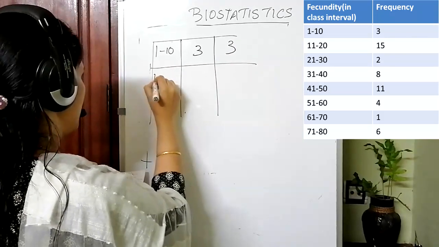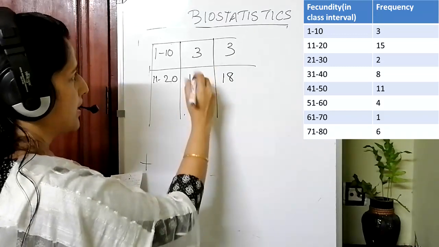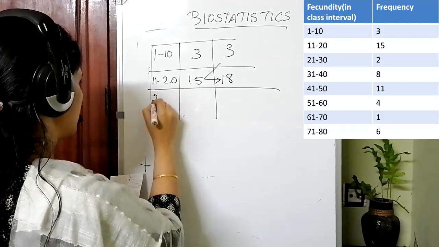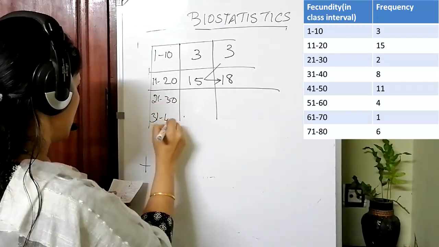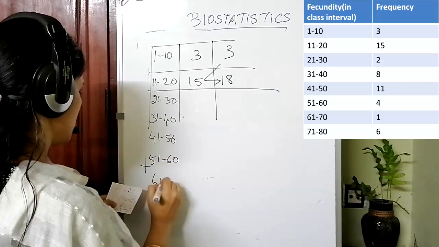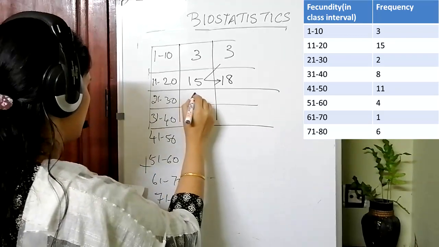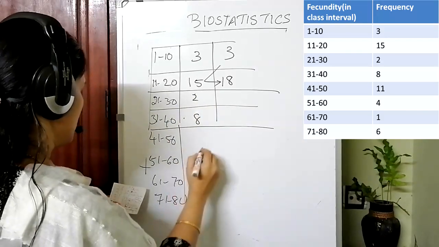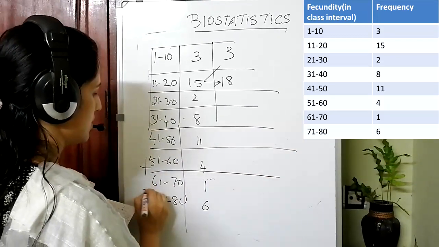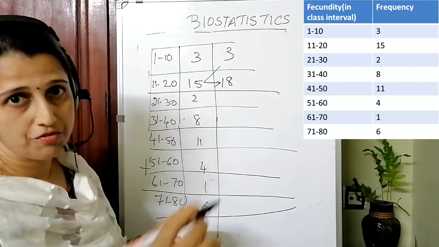3, then 11 to 20, 15. Cumulative frequency is adding up, that is 3 plus 15 is 18. Then next is 21 to 30, 31 to 40, 41 to 50, 51 to 60, 61 to 70, 71 to 80. And the frequency values here are 2, 8, 11, 4, 1 and 6. Now here goes the cumulative frequency.